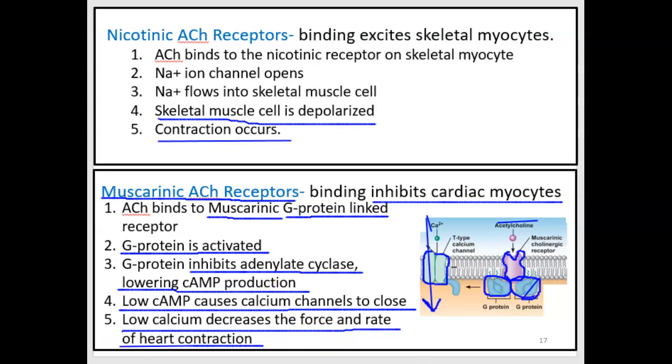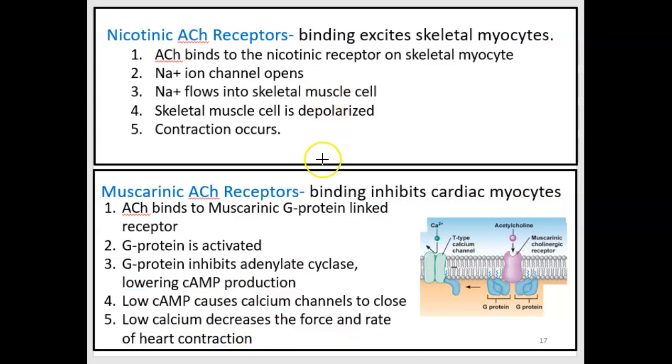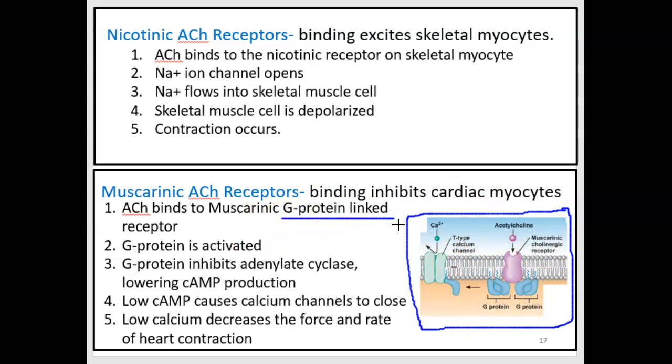Now, I'm not expecting you to remember the names of these receptors or specifically how this particular muscarinic acetylcholine receptor works. It's just used as an example to show you that this idea of a G protein linked receptor can cause different effects in a postsynaptic cell using the same neurotransmitter. So acetylcholine can be excitatory or inhibitory.